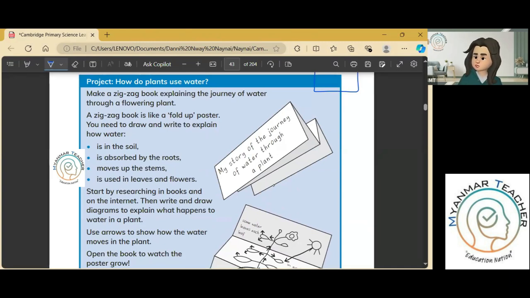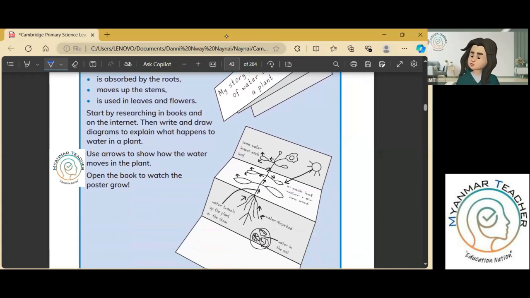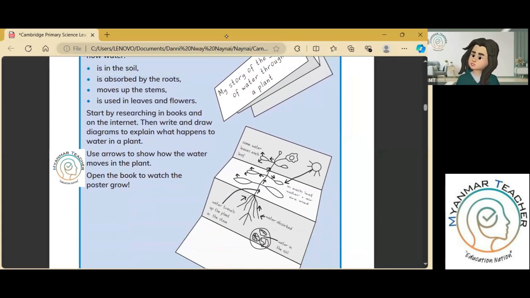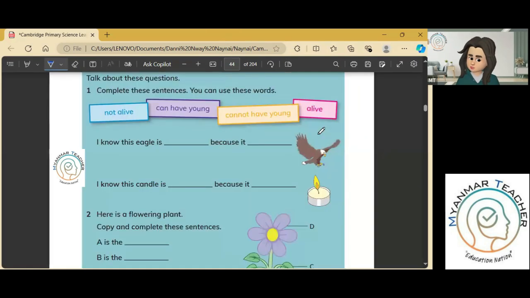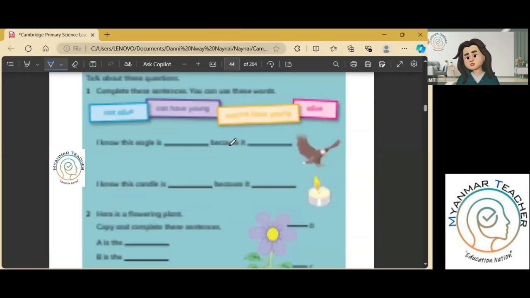You need to draw and explain how water in the soil is absorbed by the roots, moves up the stems, and is used in leaves and flowers. Start by researching in books or on the internet, then write and draw diagrams to explain what happens to water in a plant. Use arrows to show how water moves up in a plant. Open the book and watch the poster grow. That you can do at home. If you don't want to, that's okay.